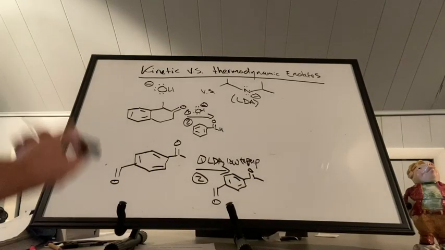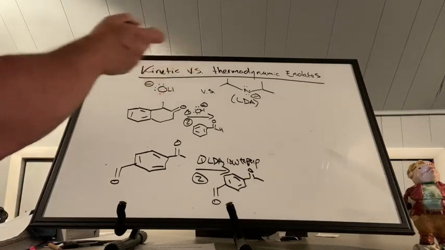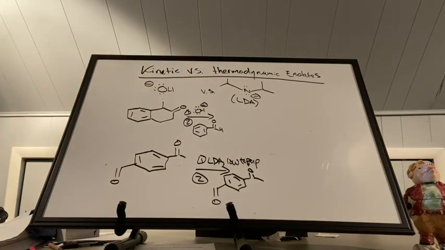Okay, now moving on to kinetic versus thermodynamic enolates. You have a choice of bases you can use. Both are strong, the first being OH minus, so that's just the textbook classic example. You have, in other words, NaOH or KOH versus LDA, which you would generate in situ, or in the situation.